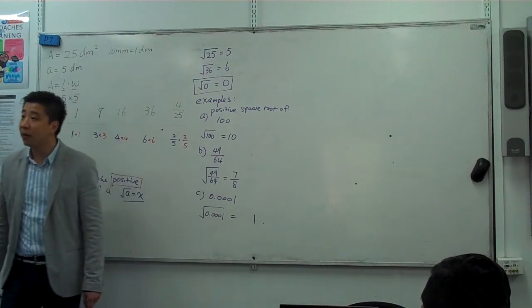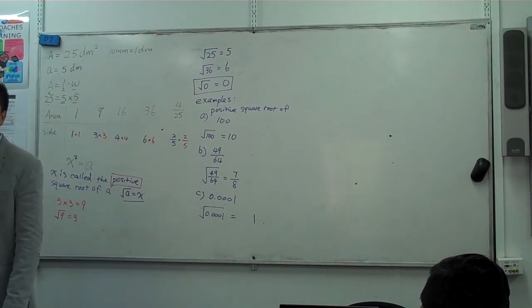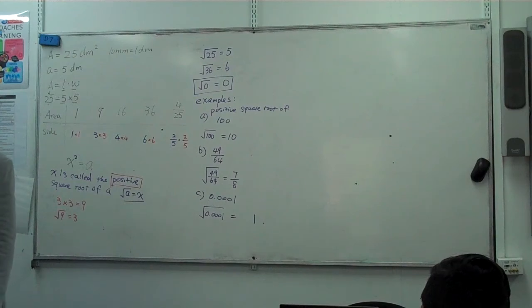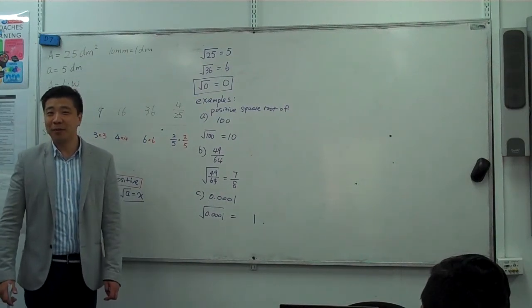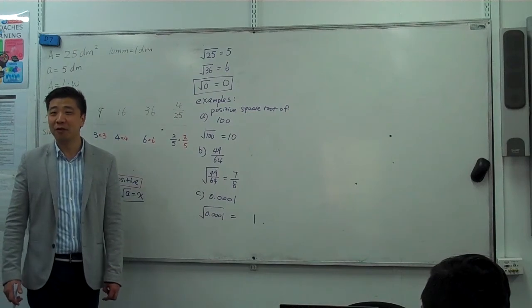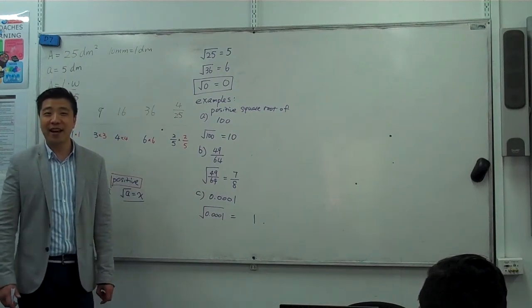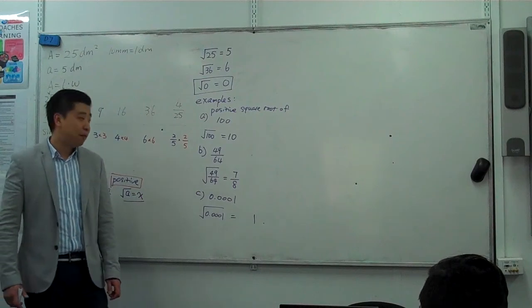But tell me, how many decimal places do you have? 2. Why? Because 4. How many decimal places? 2. Why? Because 4. We don't understand that. What does that mean? Square root of 4 is 2.